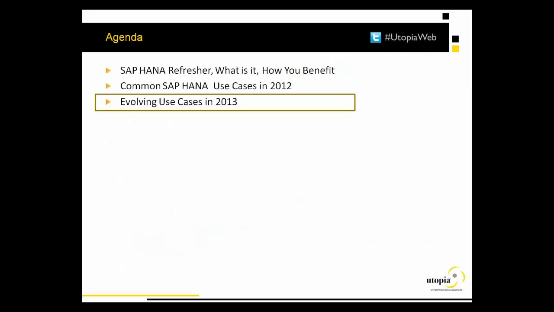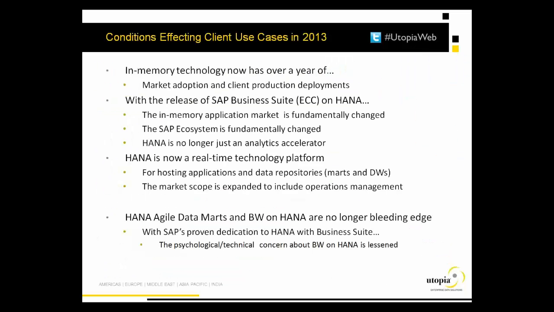So let's look at 2013 and the conditions that we see affecting client use cases for this year. For certain, in-memory technology now has over a year of market adoption and client production deployments. There are more success stories, more advocates, more references, and SAP has obviously had a whole year to refine and improve the technical deployments and installations of HANA.